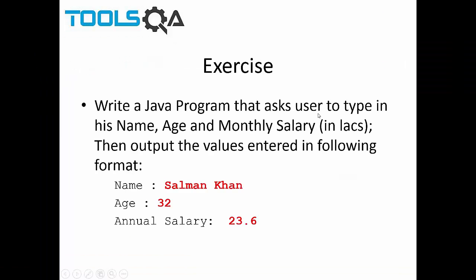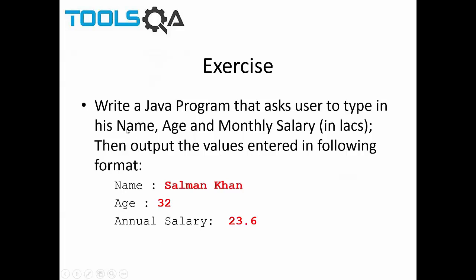Now next thing we want to do, we want to ask the user to type in these three pieces of information: name, age and monthly salary. Now based on yesterday's class, if people remember, any problem statement that is given to us, we define the user input in terms of variables in our program. So name is also going to be a variable, age is a variable, and monthly salary is a variable. And each variable is going to be of certain data type.